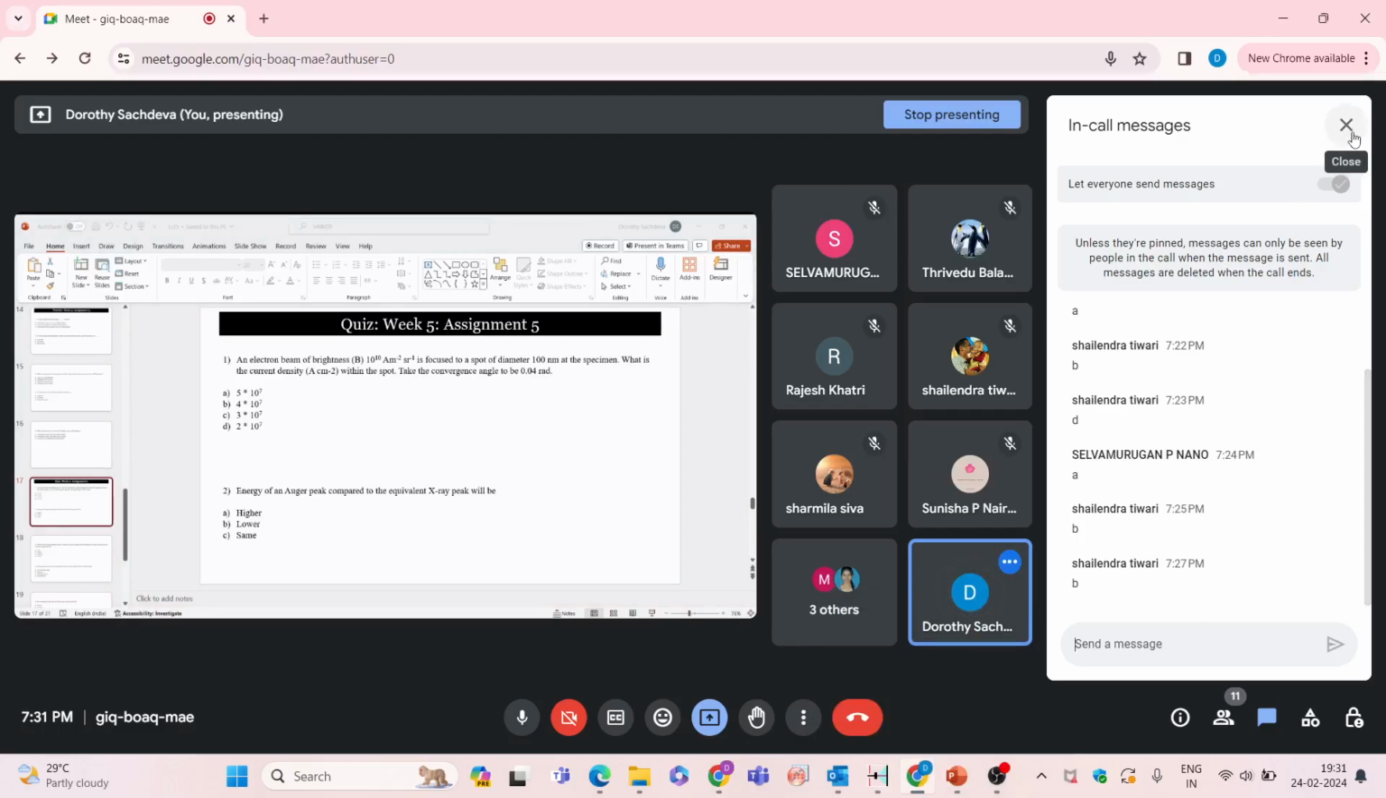Shailendra, Rajesh, anyone? You just need to do certain multiplication. Current density will be given by brightness into pi. Brightness is what? 10 raised to power 10. Brightness is, no one is answering.